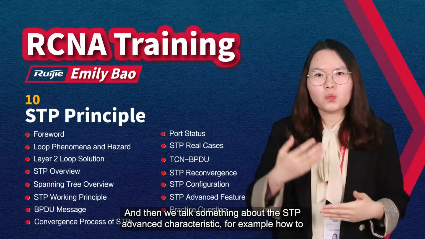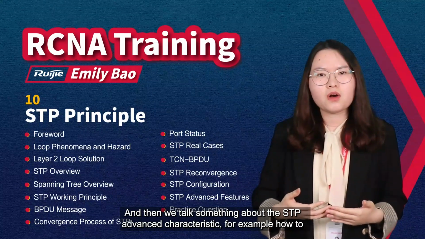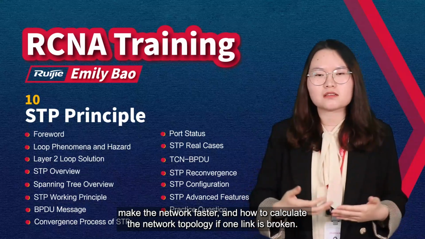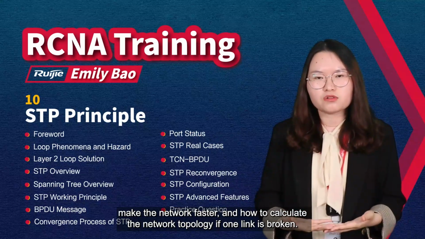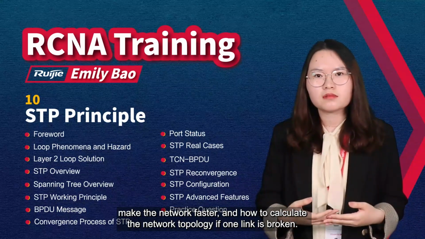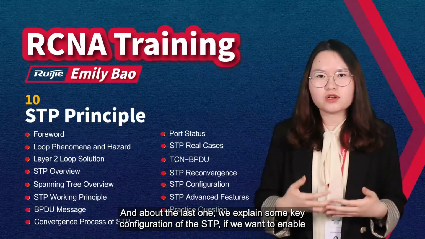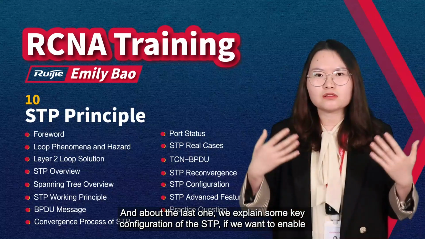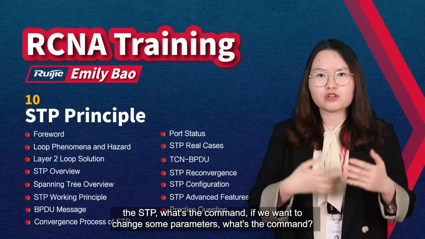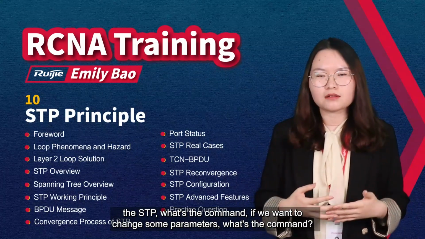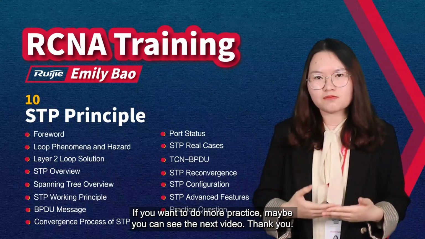And then we talked about the STP advanced characteristics, for example, how to make the network faster and how to calculate the network topology if one link is broken. And lastly, we explained some key configuration of STP. If we want to enable STP, what's the command? If we want to change some parameters, what's the command? If you want to do more practice, maybe you can see the next video. Thank you.